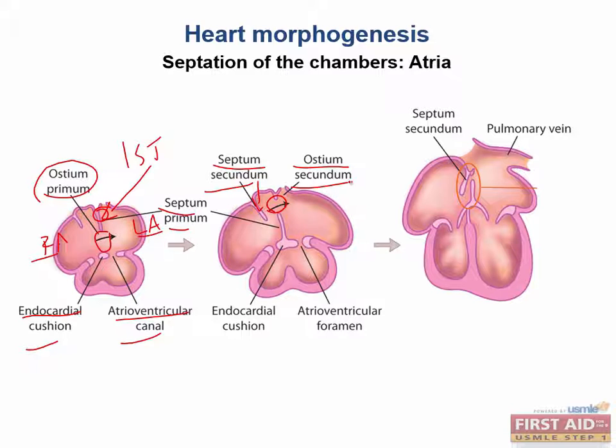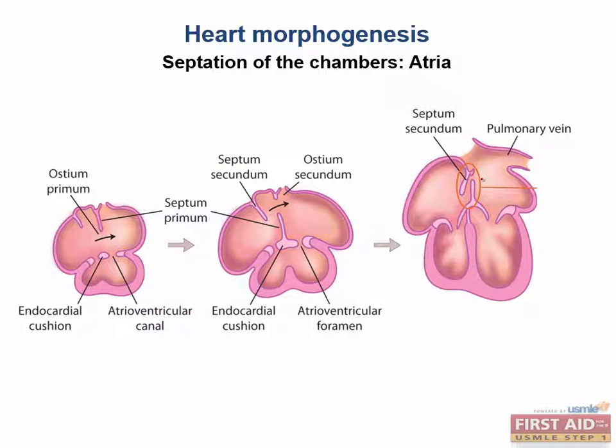Now notice here in this third image that the septum secundum is hanging to the right of the septum primum. The way the septum secundum sits over the foramen secundum makes the foramen secundum now look oval in shape, which is why they named the foramen secundum the foramen ovale after the septum secundum has fully developed.